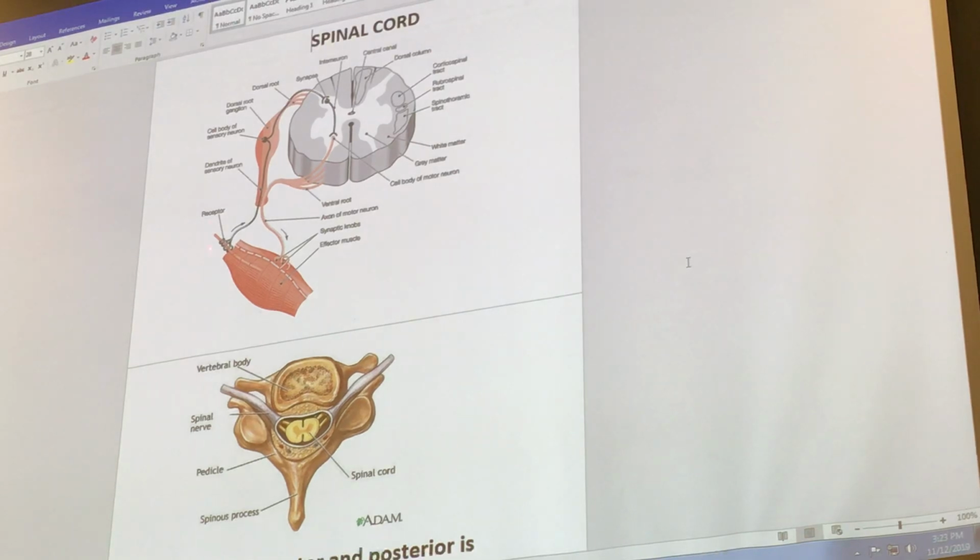But the incoming information is going through that sensory neuron, that afferent neuron, goes through that ganglion right there, the cell body of the sensory neuron, passes through there, comes this way, and enters into the posterior roots of the gray matter in there.